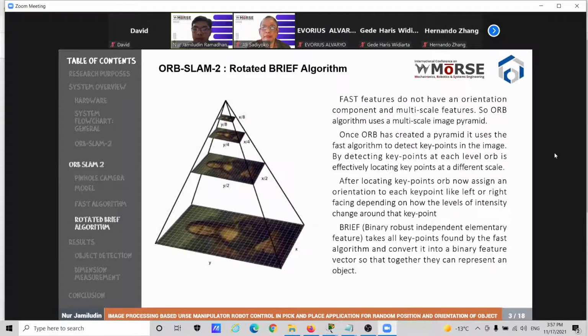After locating key points, ORB assigns an orientation to each key point, and then BRIEF, the acronym of Binary Robust Independent Elementary Features, takes all the key points found by the FAST algorithm and converts them into a binary feature vector, so that together they can represent an object.